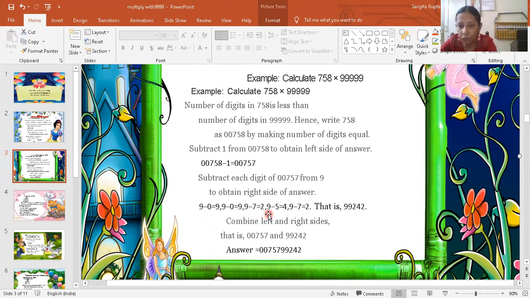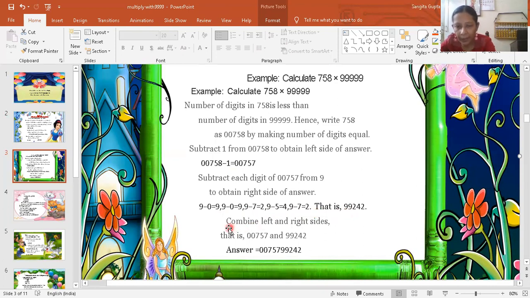Then you take the fourth 9 from the question. Now you look here, what is the fourth digit here? 5. So 9 minus 5 is equal to 4, put a comma. Then you take the fifth 9 from the question. Then you look here, this 7 is the fifth digit here. So 9 minus 5 is equal to 7. So all these digits, you got here 9, then you got here again 9, then you got here 2, then you got here 4, then you got here 2. So I have written all these digits together.